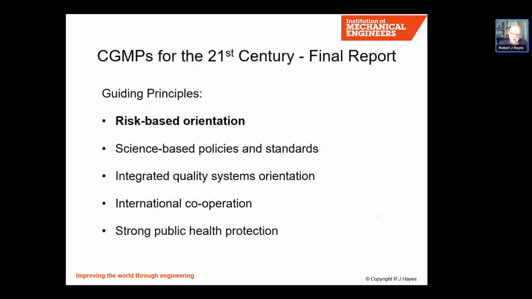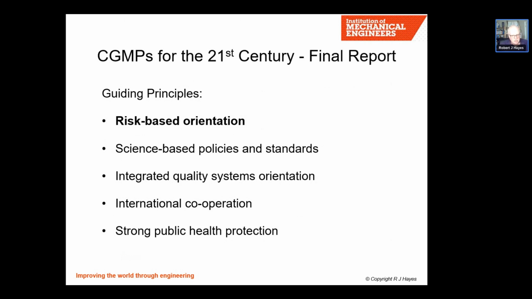Now, the guiding principles that came out of this final report, CGMPs for the 21st century, the top one is a risk-based orientation. And they said we must consider the risk to the patient in everything we do, because ultimately the patient is taking the product on trust. If you've got a white pill in a box, you don't know what's in it. You have to trust everybody in that supply chain, from the prescribing GP back through the supply chain to the manufacturer of the raw material. You have to trust that they've done it right, because you wouldn't know. A white pill's a white pill, and it could have anything in it.